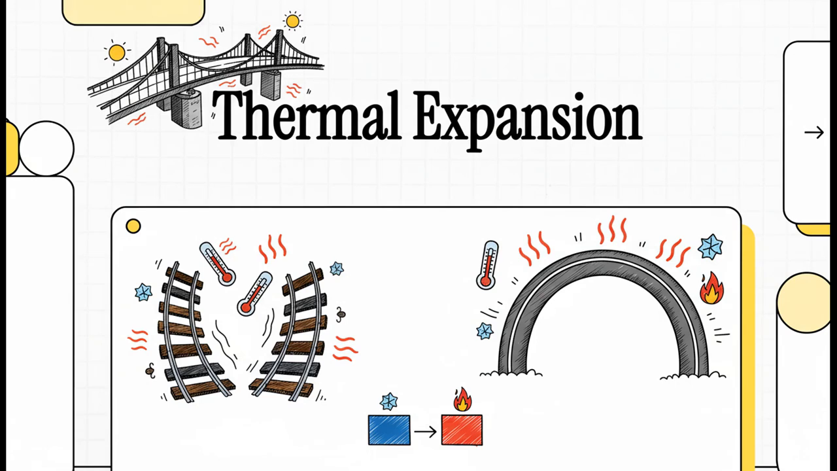Welcome to The Explainer. Today, we're diving into a powerful, invisible force that can literally move bridges, buckle railway tracks, and bend solid steel. And it all kicks off with something surprisingly simple, just a change in temperature.